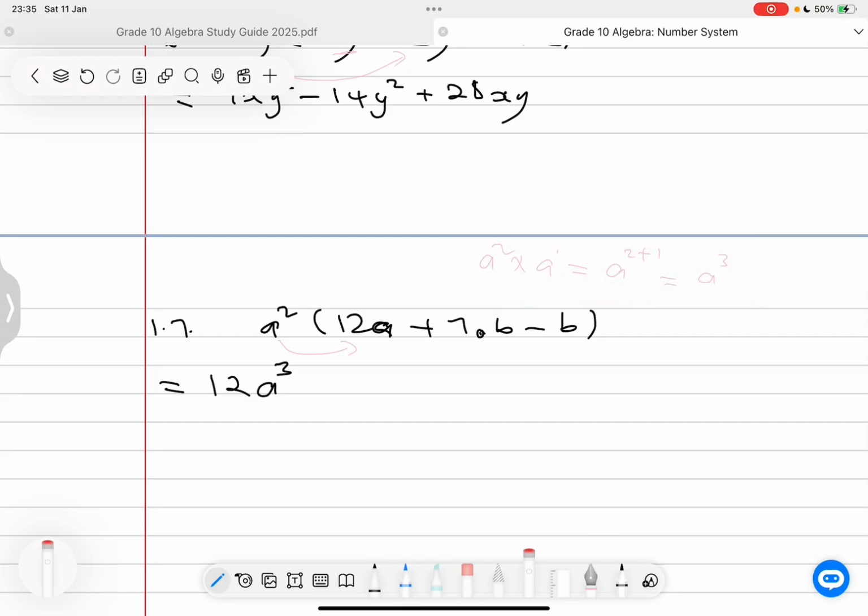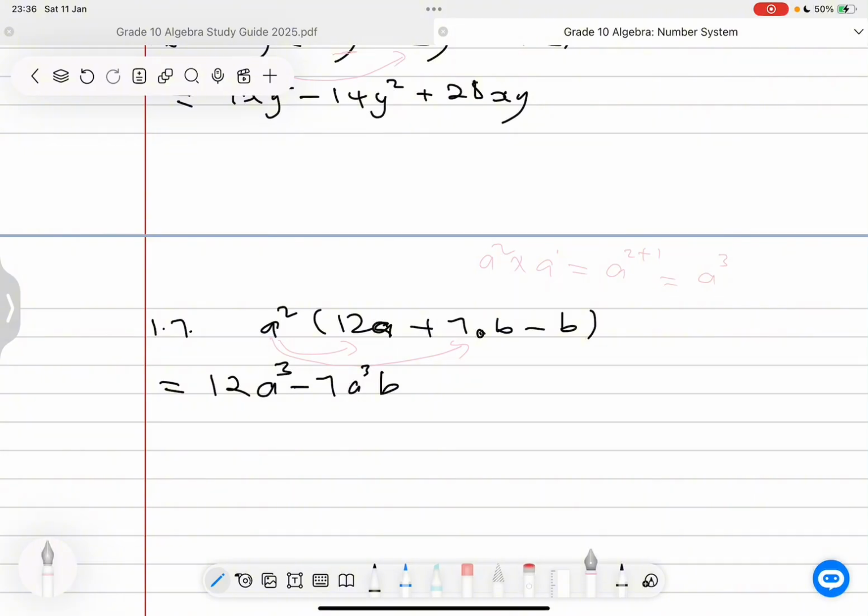We are going to distribute the a squared again to the 7ab, where we are now going to get a 7, because this 7 here will multiply with the invisible 1 there, but the a will multiply with the a as well, and again we said it will give us an a to the power 3, right? And the b there will just be a b, because it just multiplies with the invisible 1 again there at the back, or you can say they're multiplying as three numbers like that.